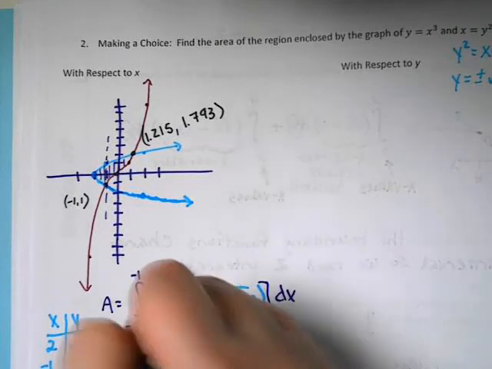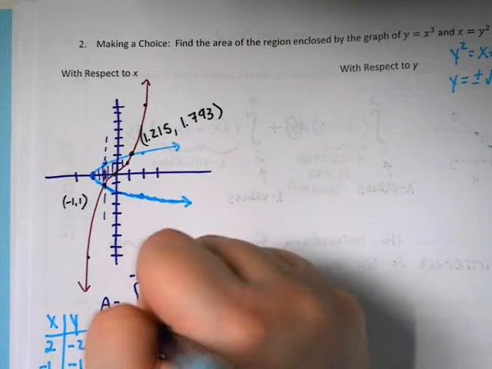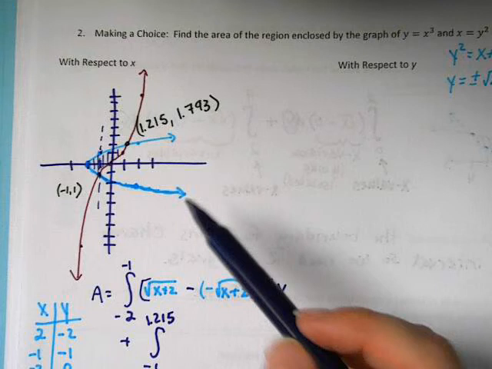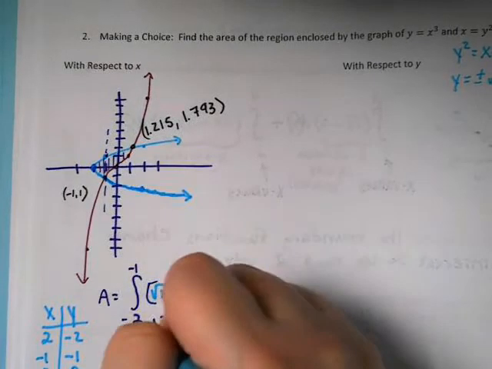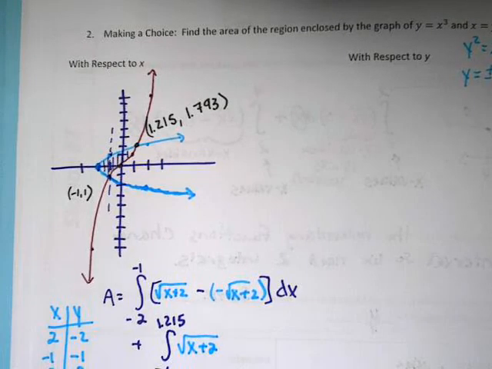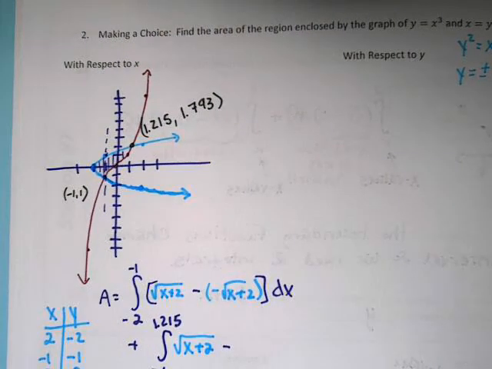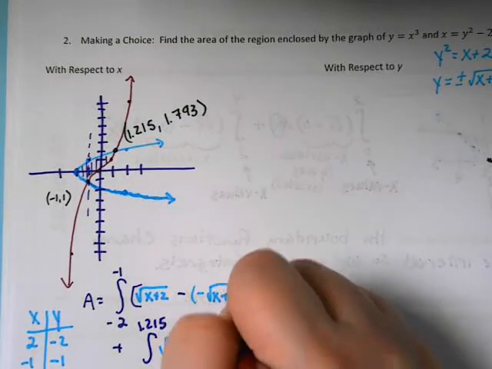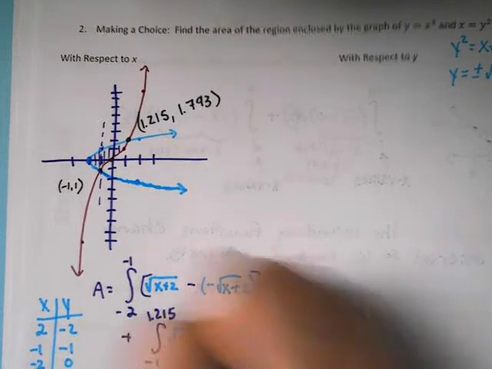And then we're going to have to add the next integral, which is going to be from -1 to 1.215. And now if we look at the top, it's still that blue, but it's the positive square root portion. So the square root of x plus 2. But now we're going to do minus the red function, which in this case is going to be x cubed. And then we'll close off our interval with a dx.